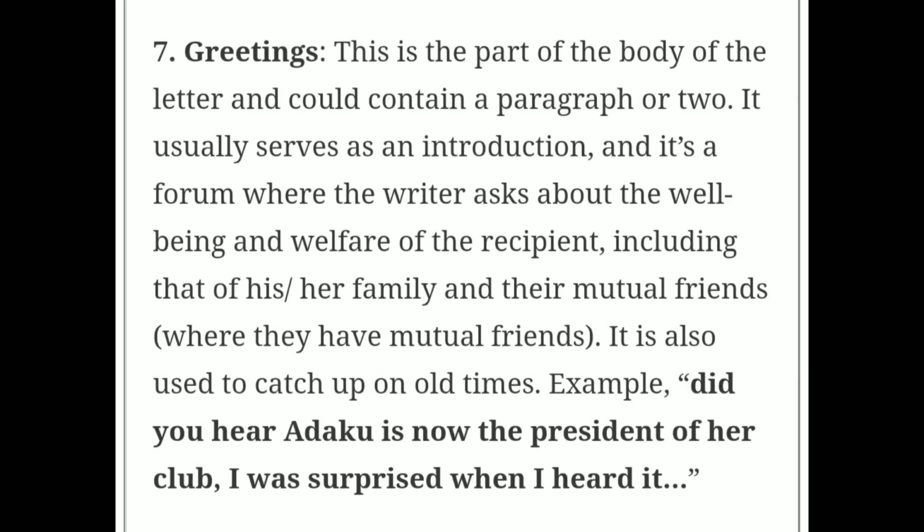Greetings. This is the part of the body of the letter and could contain a paragraph or two. It usually serves as an introduction, and it is a form where the writer asks about the well-being and welfare of the recipient, including that of his or her family and their mutual friends.